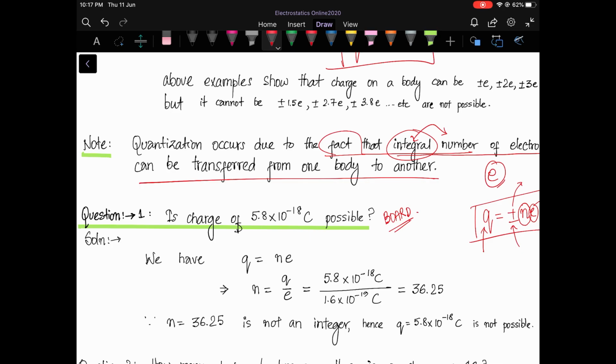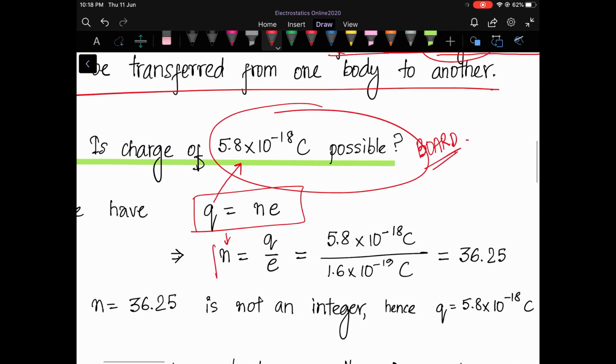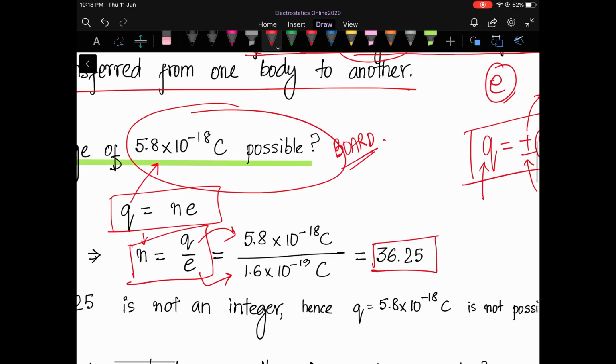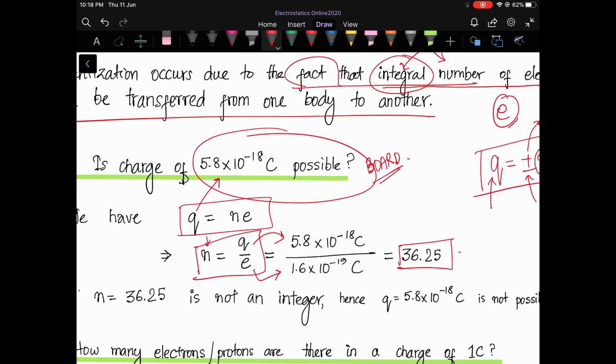Conceptual question. Question says, is the charge of 5.8 × 10^-18 possible or not possible on a given body? In order to do this, we are going to use this rule where Q will be this value of charge. We are going to calculate N to find out the number of electrons lost or gained by writing N equals Q divided by E. Put the value of Q, put the value of E that we have, and we clearly got 36.25. You can say N is equal to 36.25.